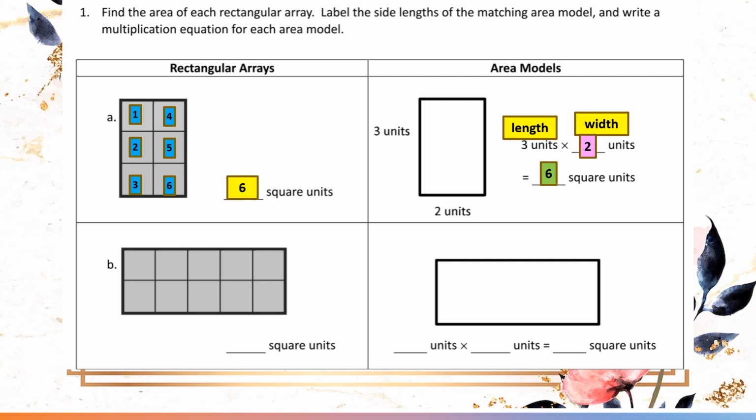6. See, again, the rectangular array and the area model, they match, okay? It's just that you solve them in different ways.